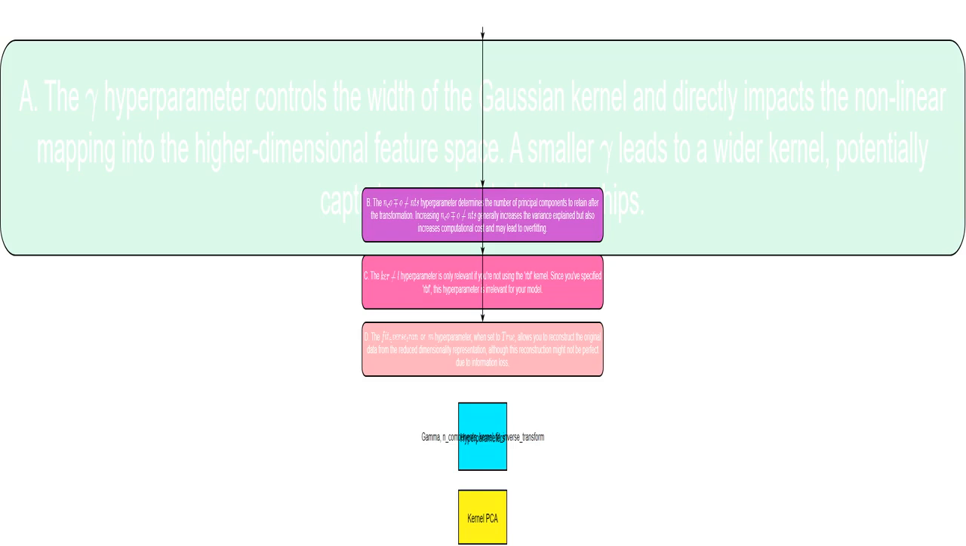This hyperparameter dictates how many principal components you want to keep after the dimensionality reduction. More components mean more information retained, but also higher computational cost and increased risk of overfitting, where your model matches the training data too closely and performs poorly on new, unseen data. Think of it as deciding how many details to keep from a complex picture when creating a simplified version.